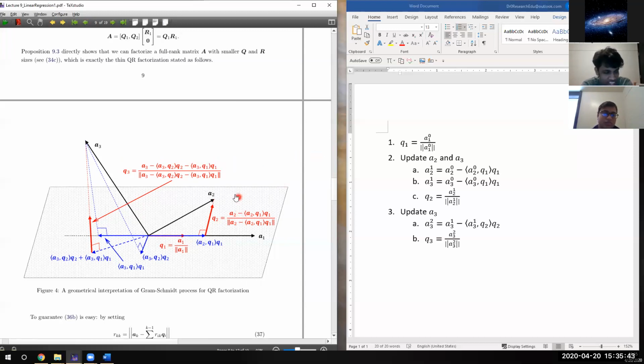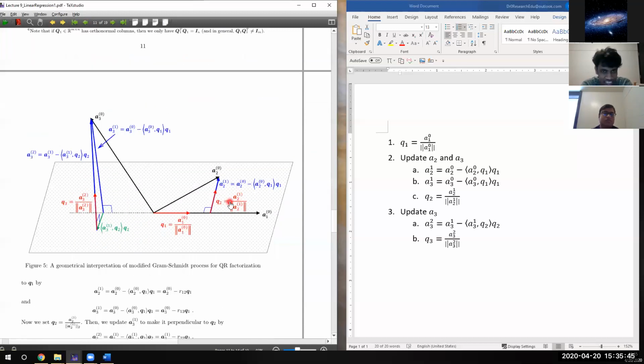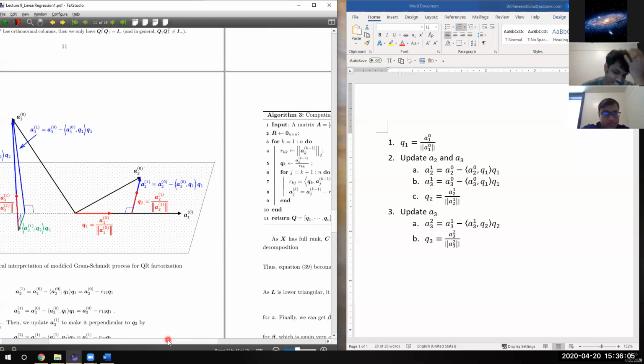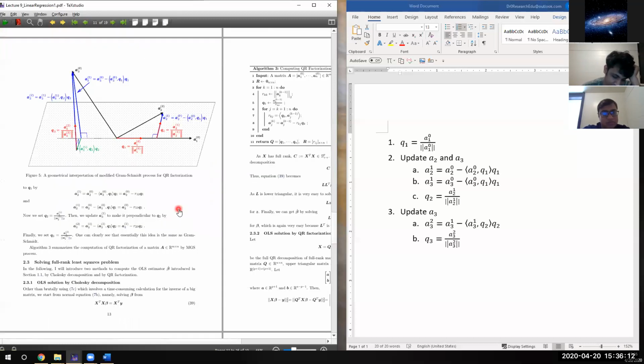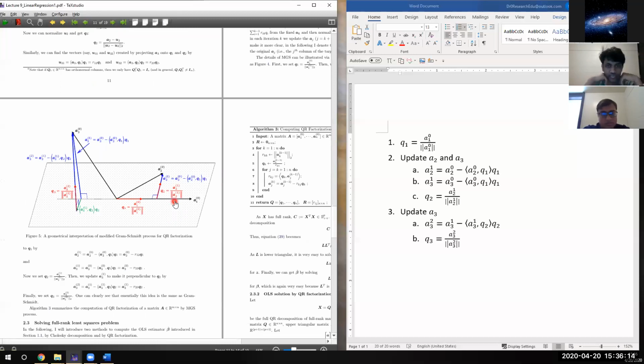But in the modified Gram-Schmidt method, you see what the difference is: in each iteration, I update the AJK one by one. So instead of calculating all of them together, I calculate step by step. And it can be shown that the numerical results are much more stable. Okay, any questions here about the Gram-Schmidt method?